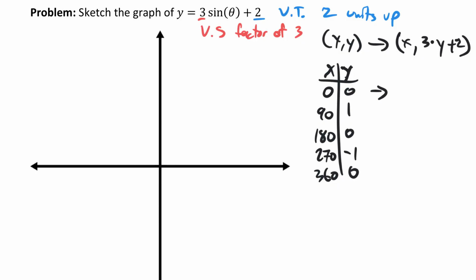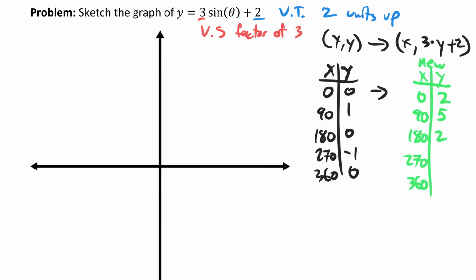Then when we make our new graph here, maybe I'll do this in green. These are our new values. Well, the x's stay the same because there's no x transformations happening. But the y values get multiplied by 3 and add 2. So 0 times 3 is 0 plus 2 is 2. 1 times 3 is 3 plus 2 is 5. 0 is back to 2. Minus 1 times 3 is negative 3. Plus 2 is negative 1. And then back to 2.